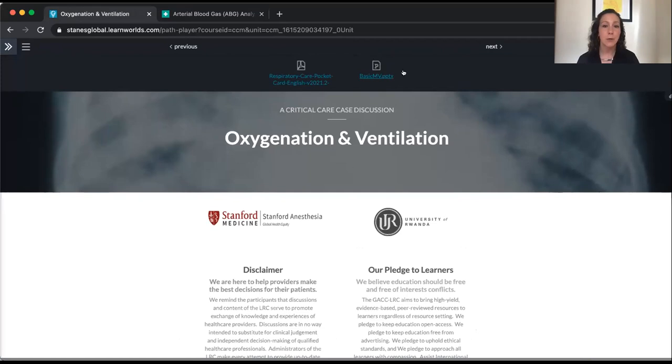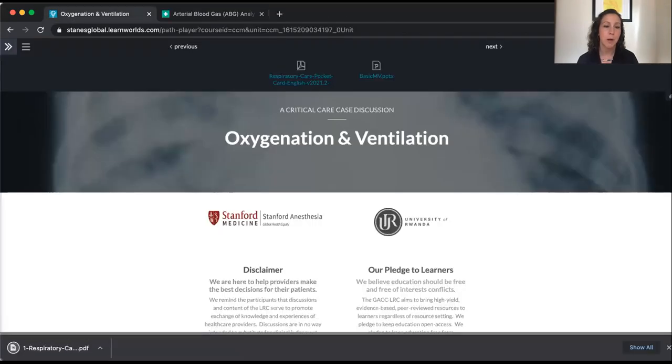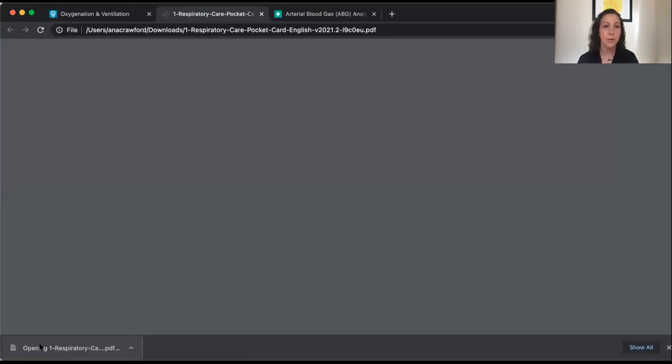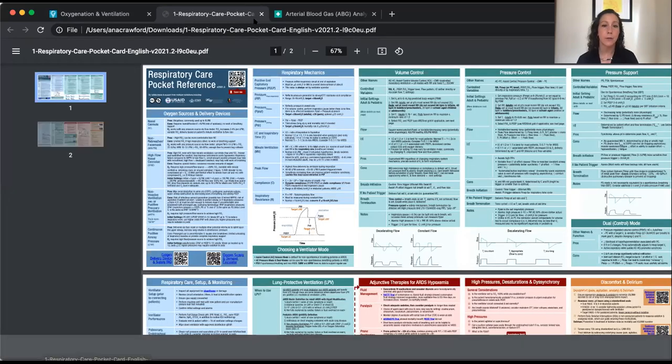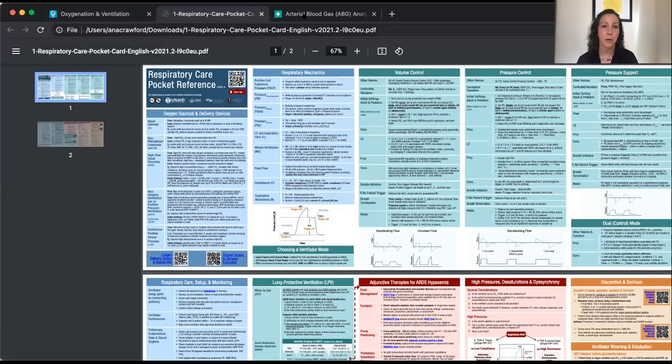Things that you can download from this module: we talked about the slides about basic mechanical ventilation, and then also here's that respiratory pocket card. You can download it here off the LRC. You can also download it from opencriticalcare.com or .org.